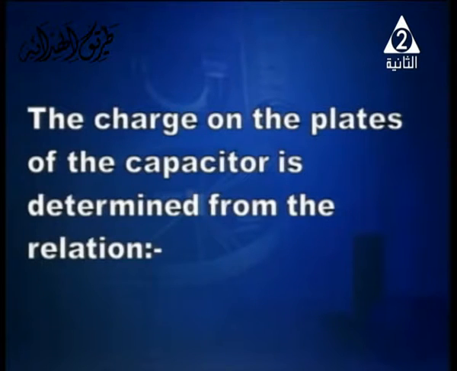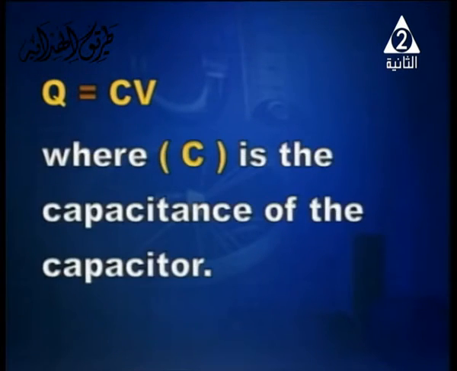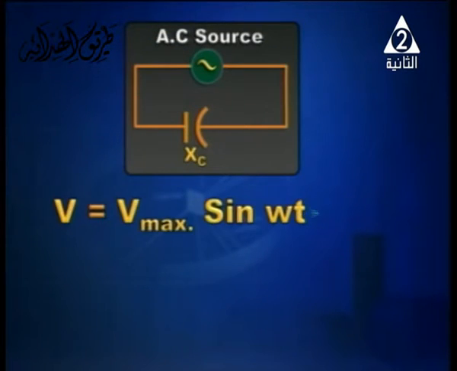As a matter of fact, the charge on the plates of the capacitor is determined from the relation Q is equal to C times V. C is the capacitance of the capacitor and V is the potential difference applied across it. It is generated by the dynamo. So instantaneous voltage is denoted by V equals V maximum sine omega t.